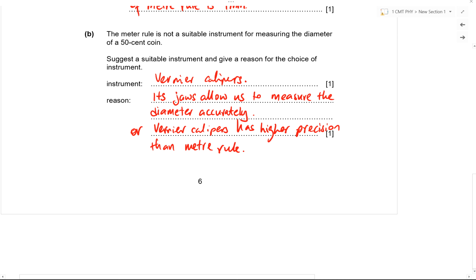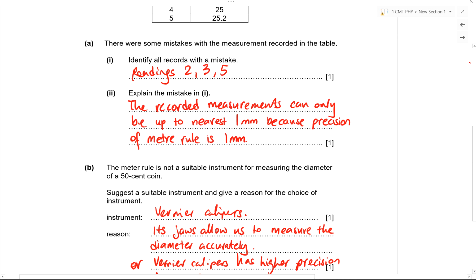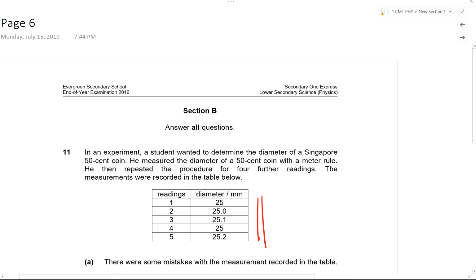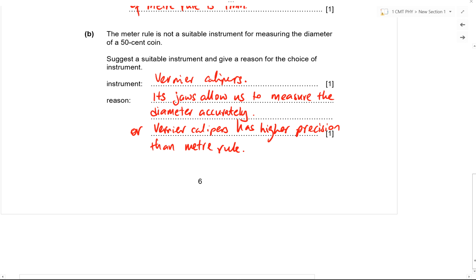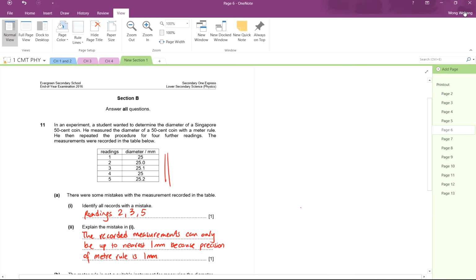Right, then we see this person actually repeated his measurements 5 times. If I ask you to measure the diameter of a 50 cent coin with a vernier calipers, how many times do you want to measure? Normally, a normal human being, you measure 1 time, right? 1 time can already, I won't measure so many times. But because this is for physics, it is an experiment. We want to be very sure that our answers are reliable. So we repeat it, and in this case, the person repeated it 5 times.